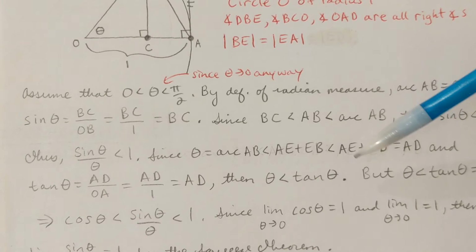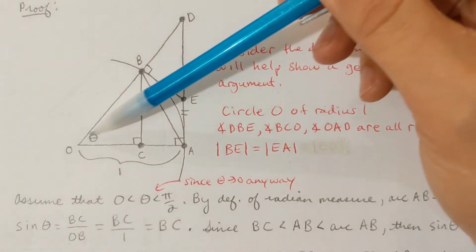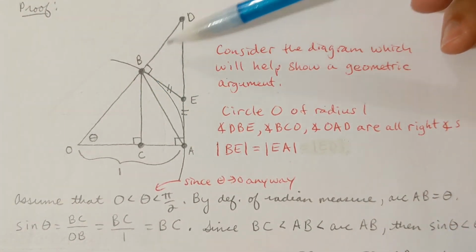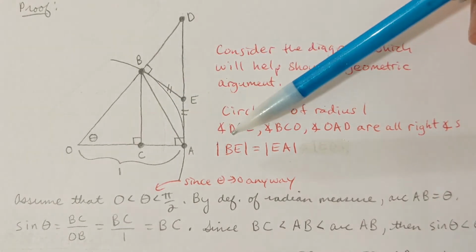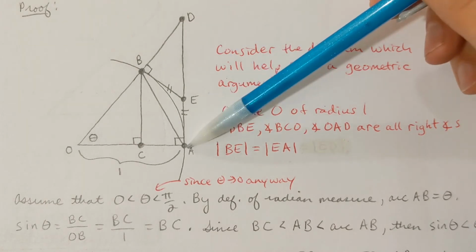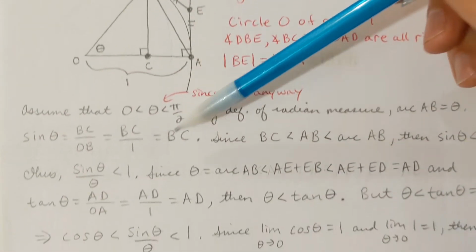okay? And in this bigger right triangle here, the biggest one, let's compute tangent theta. Tan theta is opposite over adjacent. So the opposite side would be AD, the adjacent side would be OA.